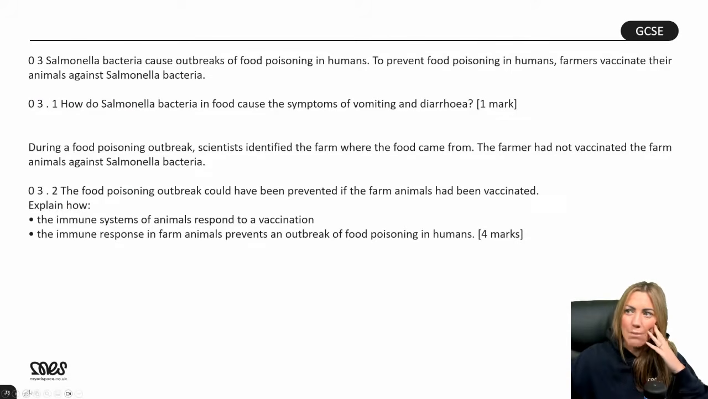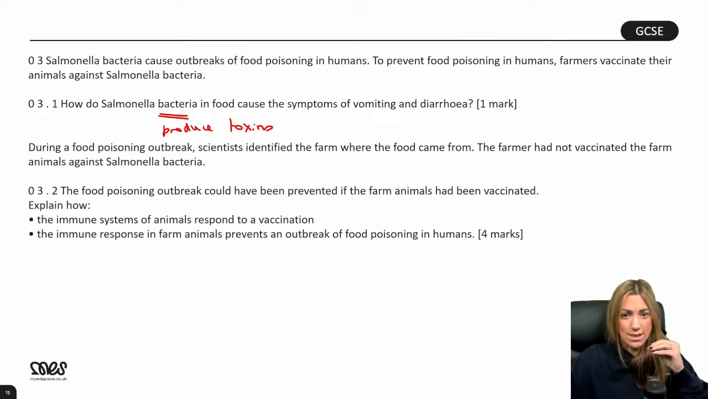Question 3, Salmonella bacteria causes outbreaks of food poisoning in humans. To prevent food poisoning in humans, farmers vaccinate their animals against Salmonella bacteria. How do Salmonella bacteria in food cause the symptoms? Now, you might be questioning what they want here, but this is a bacteria. And at GCSE, we learn that bacteria produce toxins. That's what causes the symptoms. You can say produce toxins, you can say release toxins, you can say poisons instead of toxins, but that's how bacteria make us ill. So that's all they want.